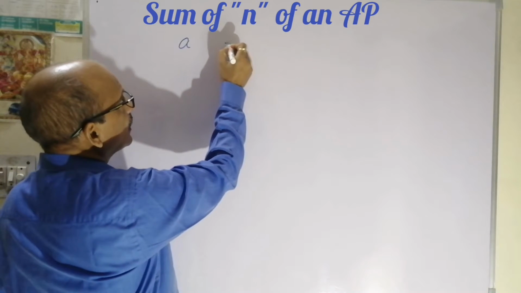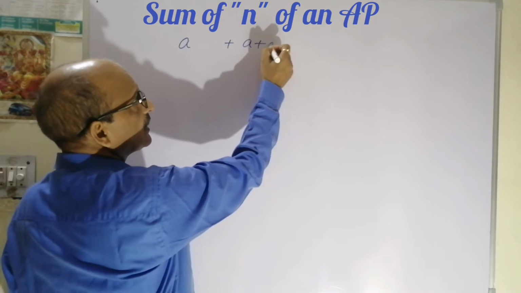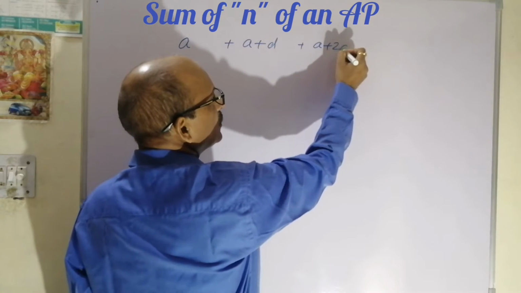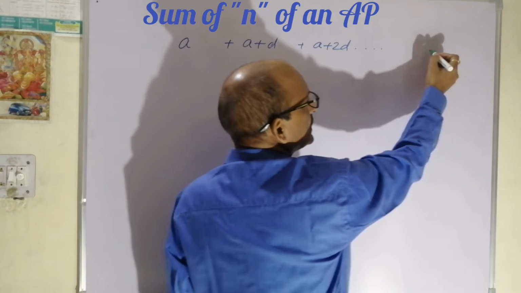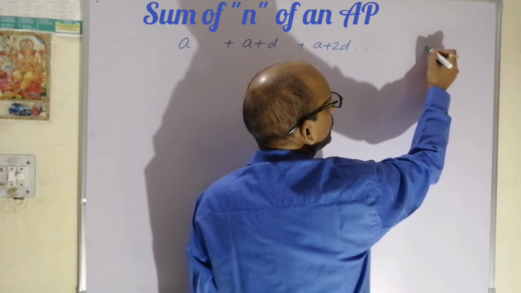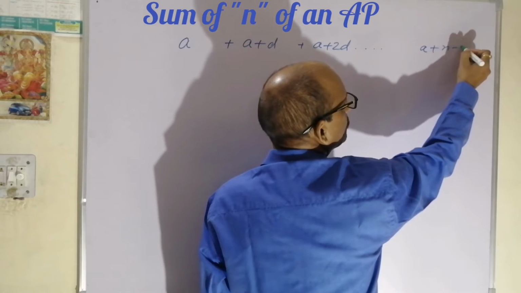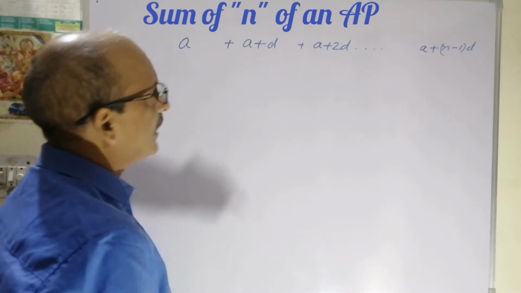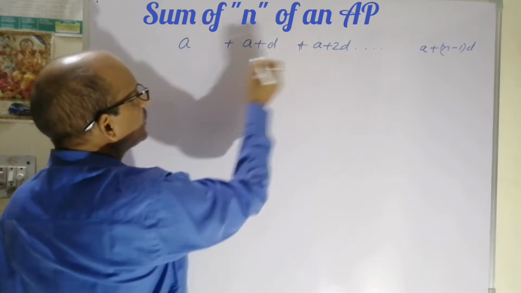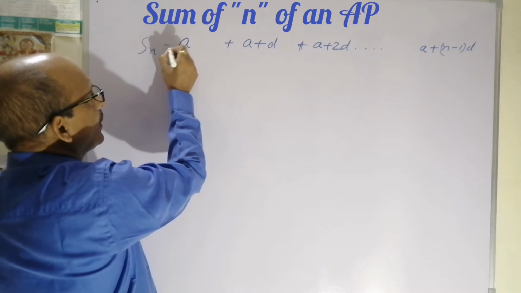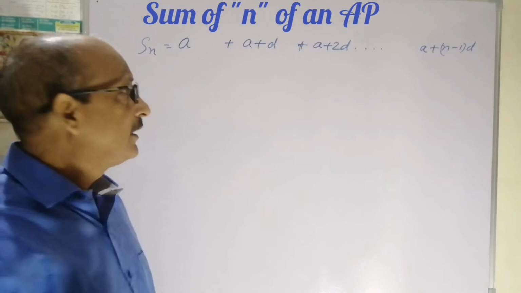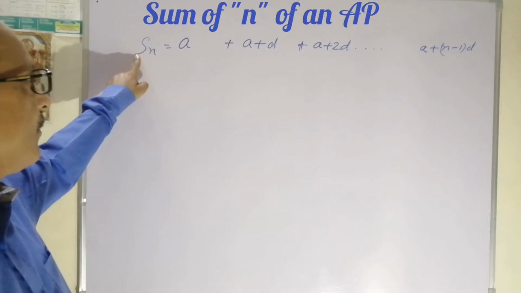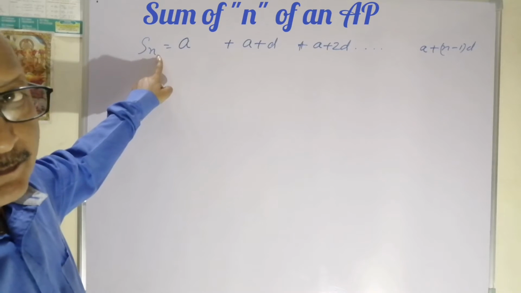A. Next term is A plus D. Next term is A plus 2D and so on. Its nth term is A plus n minus 1 into D. This is if all of them are being added, and let it be denoted by Sn. Sn is an indication that we are going to sum up n terms.